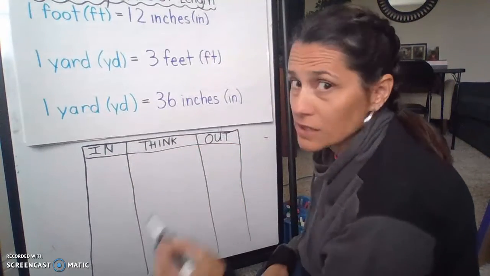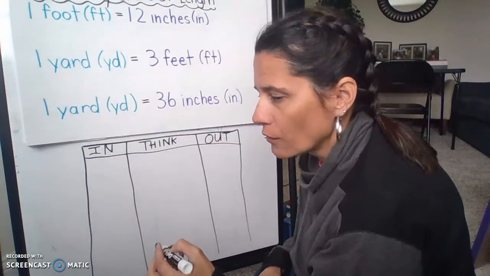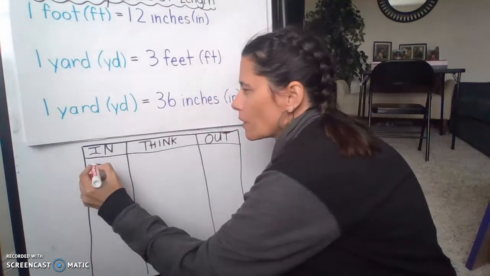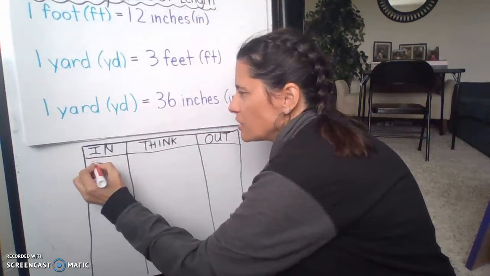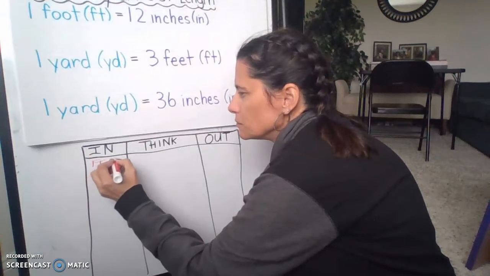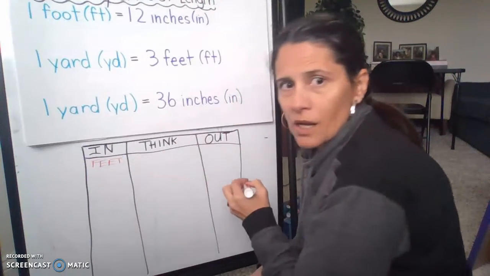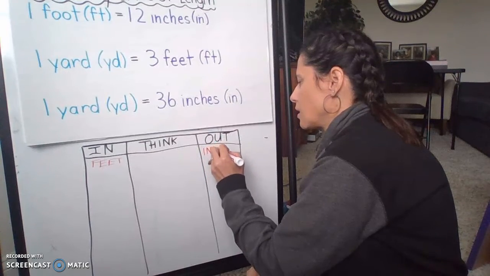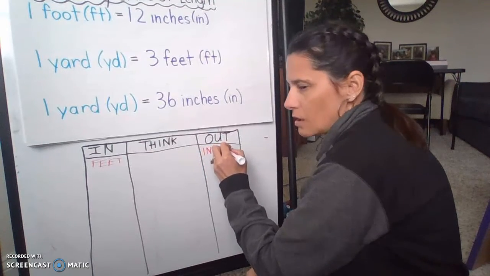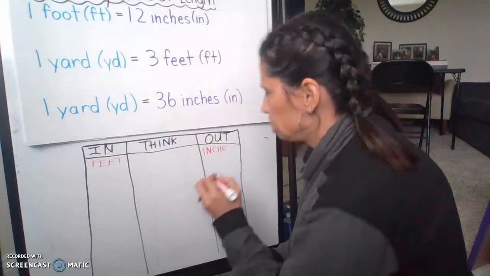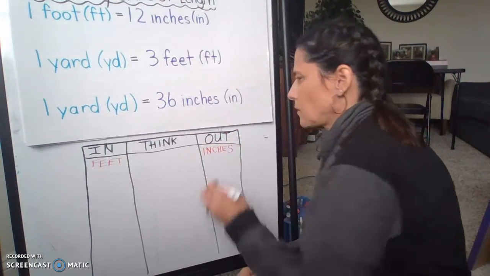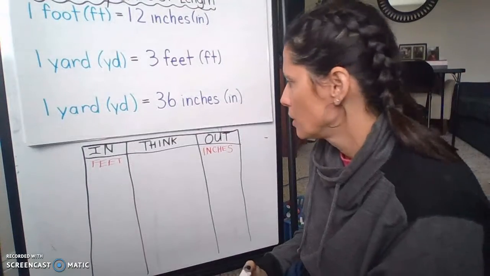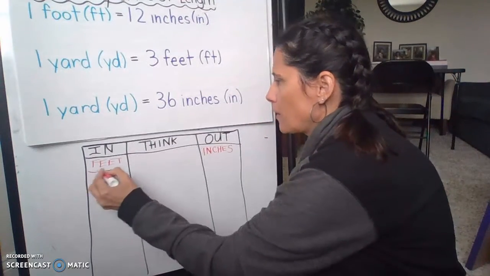So what we're going to do today is we are going to go from feet. What's going to go in is feet. And we're going to go to inches. Okay, so we know that feet are bigger than inches because the ruler is bigger than an inch. So then I'm going to just draw my line right here.